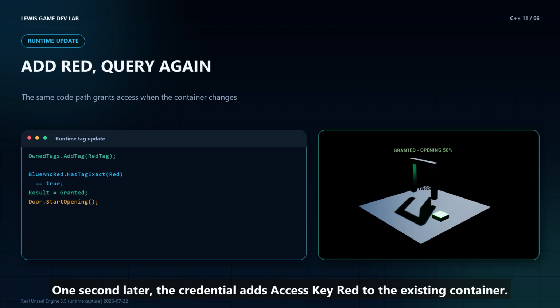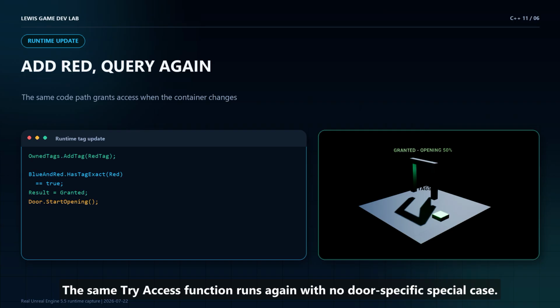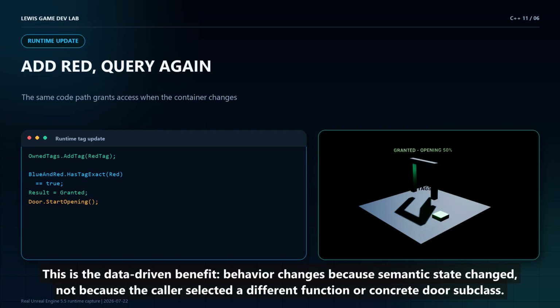1 second later, the credential adds Access.Key.Red to the existing container. It now owns both blue and red. The same try-access function runs again with no door-specific special case. HasTagExact returns true, the result becomes granted, and the door starts its private hinge animation. This is the data-driven benefit. Behavior changes because semantic state changed, not because the caller selected a different function or concrete door subclass.